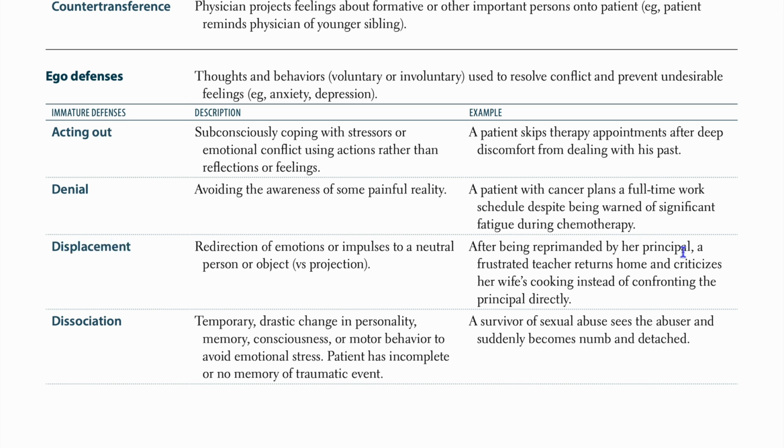Displacement. After being reprimanded by her principal, a frustrated teacher returns home and criticizes her wife's cooking instead of confronting the principal directly. Some people are confused about this sentence on the group. It's two wives, or two women married to each other. So wife number one was reprimanded by the principal, and her wife got the other end of the anger. So it's redirection of emotions or impulses to a neutral person or object, versus projection.